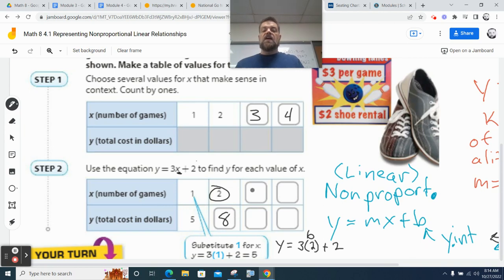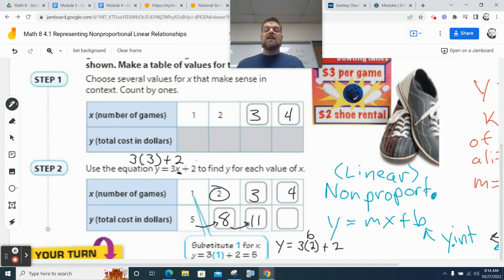8. Now, if I plug in a 3 here, somewhere over here, I'm going to have to find some space. I'm going to say 3 times 3 plus 2. What's 3 times 3? 9. Plus 2 is 11. Now, over here, there's a pattern. What am I adding to 5 to get to 8?